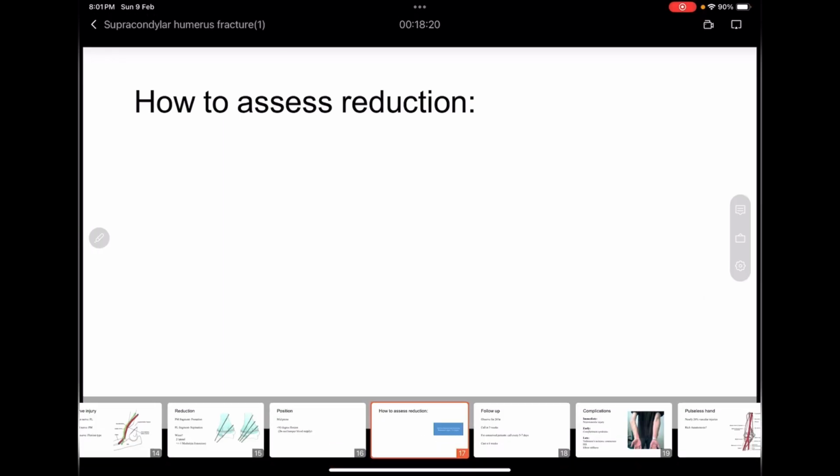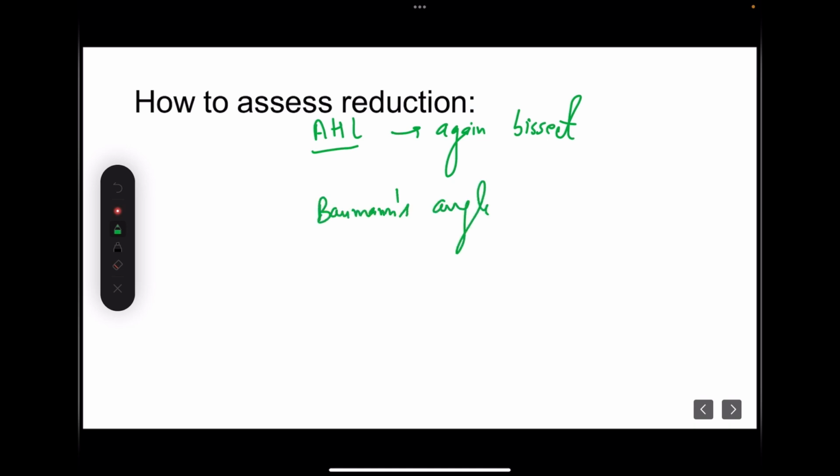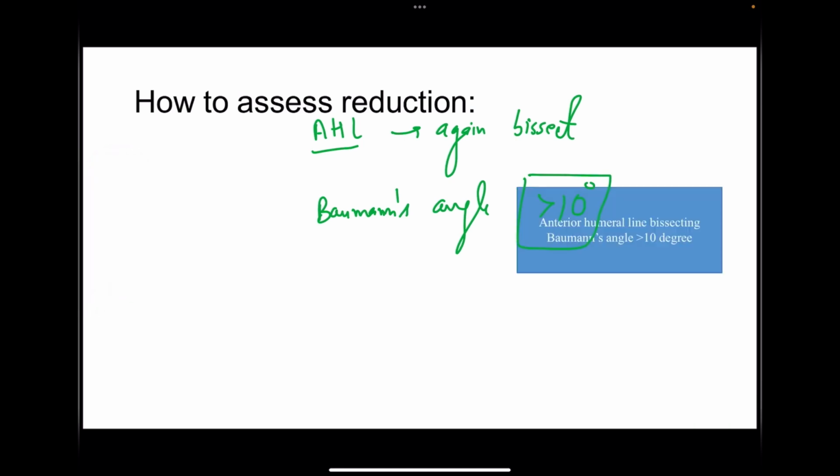And how should we assess the reduction, whether it is adequate or not? I have already told you: the anterior humeral line, which normally bisects the capitellum, should again bisect it, and you should be seeing Baumann's angle, which I told you should be more than 10 degrees. This is how you assess the proper reduction.